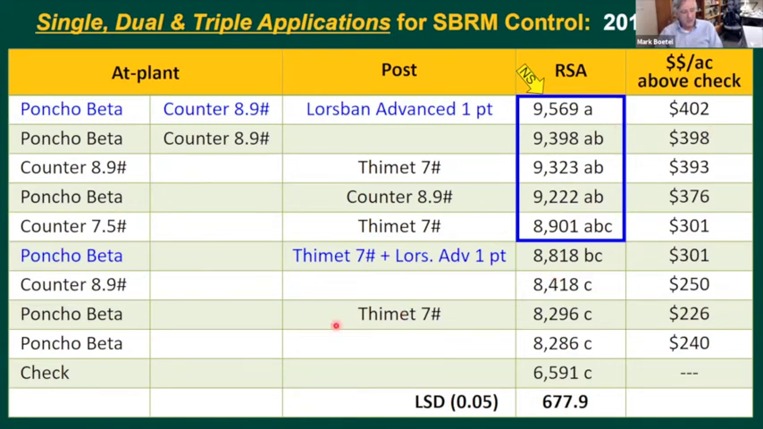And you can see the trend here as well, generally dual and triple application regimes, if you will, tend to do very well and optimize not only yield, but also the gross revenue above the untreated check. Even the single treatments were easily paying for themselves. And this happened to be a 5-year data set.